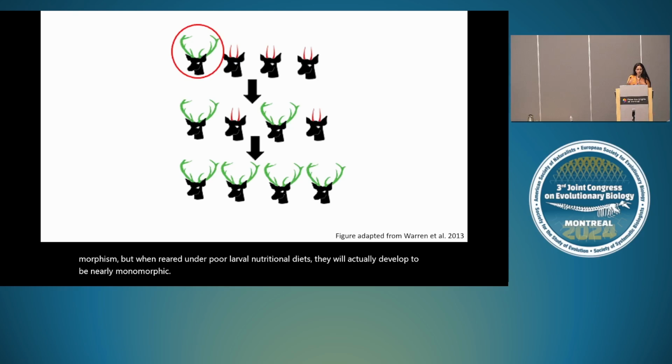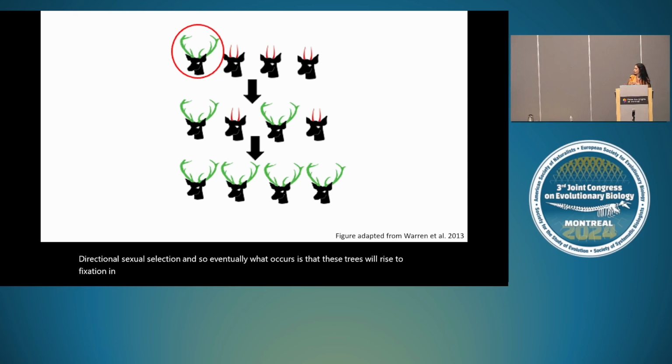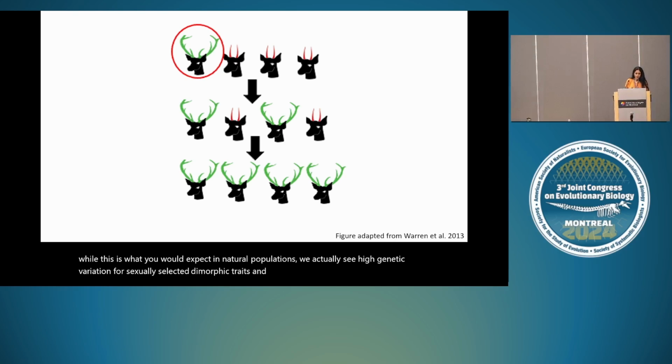And so sexually dimorphic traits tend to be under strong directional sexual selection. And so eventually what occurs is that these traits will rise to fixation in a population such that we're depleting the genetic variation in these traits. And while this is what you would expect, in natural populations, we actually see high genetic variation for sexually selected dimorphic traits. And so this is referred to as the lek paradox.